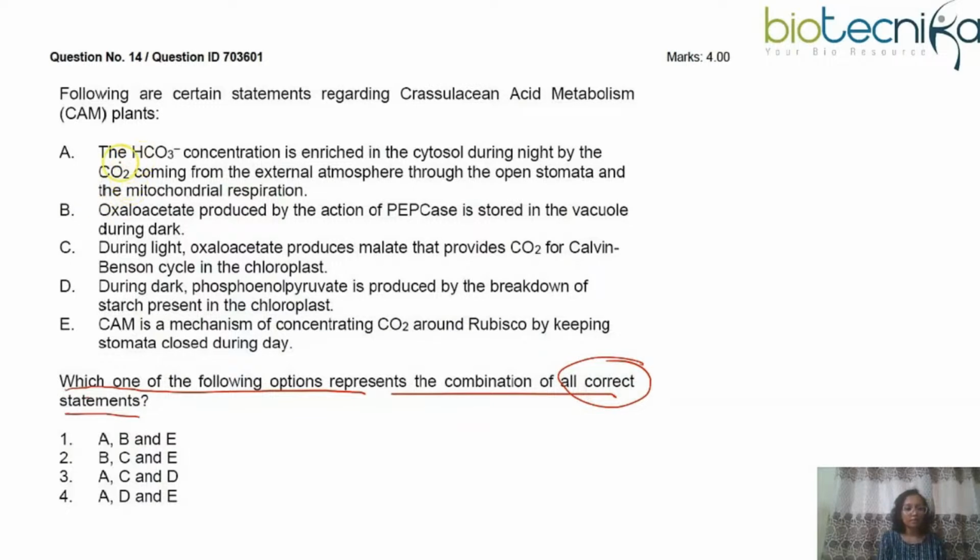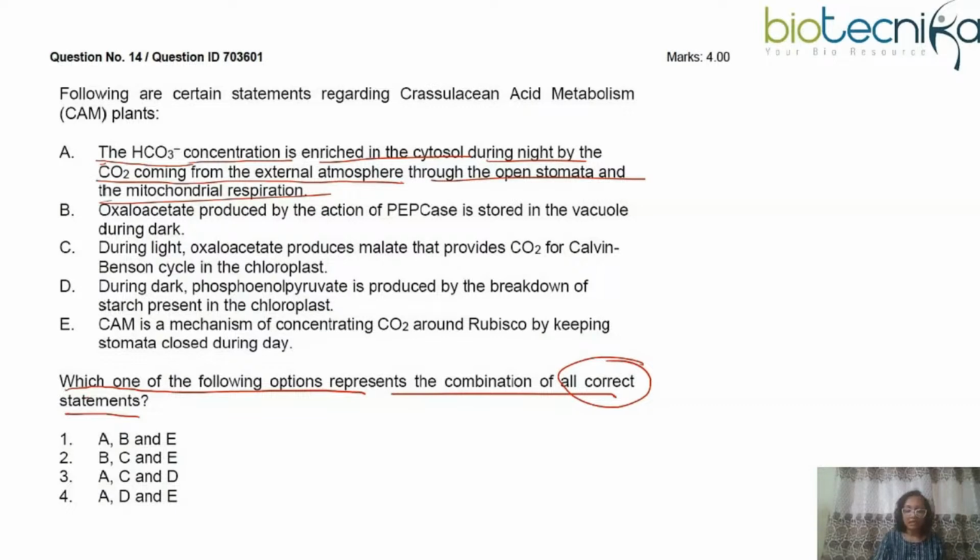Okay, so the first one. The bicarbonate concentration is enriched in the cytosol during night by the CO2 coming in from the external atmosphere through the open stomata and mitochondrial respiration. Now, you should know that the CAM pathway is predominantly seen in plants growing in desert or arid conditions, and for them, saving water is a priority. Of course, they have to carry out photosynthesis, but one of the main concerns is conservation of their water, right?